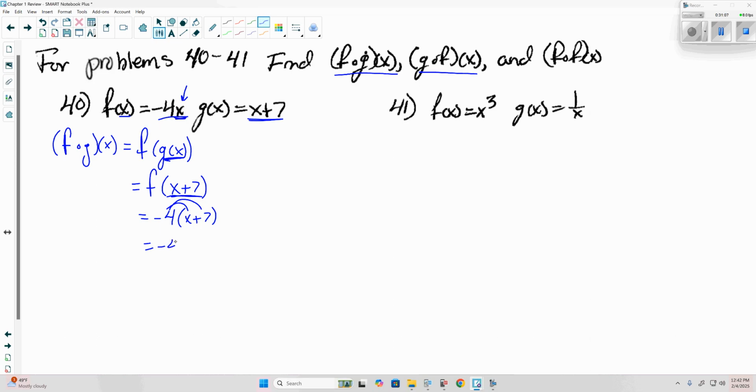Now we do need to distribute. Negative 4 times x is negative 4x. Negative 4 times 7 is negative 28. So f of g of x is negative 4x minus 28.